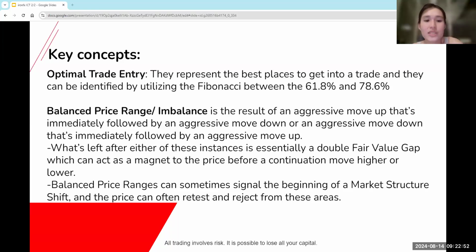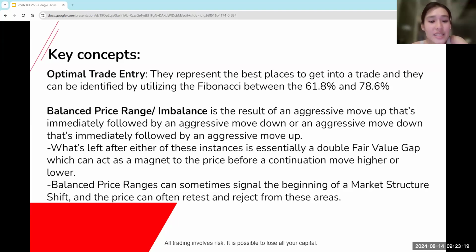So next, balanced price range and imbalance. This is pretty closely linked to your fair value gaps since it's a result of that imbalance. It's a result of an aggressive move up that's immediately followed by an aggressive move down, or vice versa: an aggressive move down that's immediately followed by an aggressive move up. What's left of either of these instances is essentially a double fair value gap, which we talked about earlier.